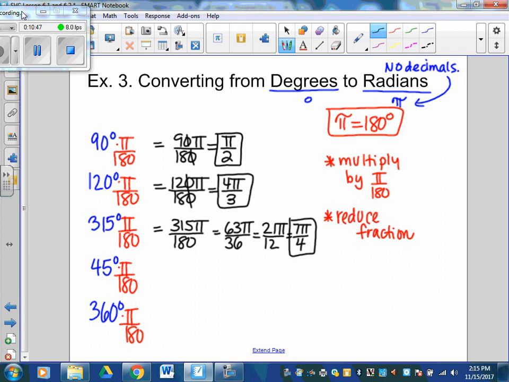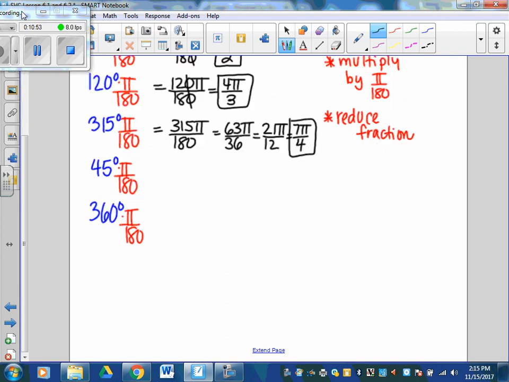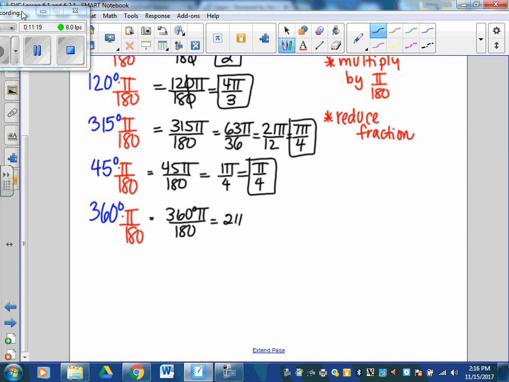So, I mean, you may be able to get there quicker, but I wanted to show you the process to go through that to reduce a fraction in case it was a big number. And the last two here, 45 pi over 180. If you reduce 45 over 180, you end up with 1 pi over 4. And again, you don't have to write the 1. It's just pi over 4. Okay? And then lastly, 360 pi over 180. Well, if you take a look at 360 divided by 180 is 2. So that just is 2 pi.